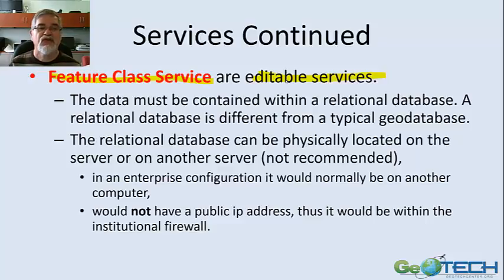Again, the relational database needs to be sitting in a server class machine. It should be behind your firewall and should not have a public IP address on it, because that's an issue that people can attack your SQL server. And this is an enterprise type setup that we're looking at. So when we look at this configuration, we're talking about an enterprise type configuration.